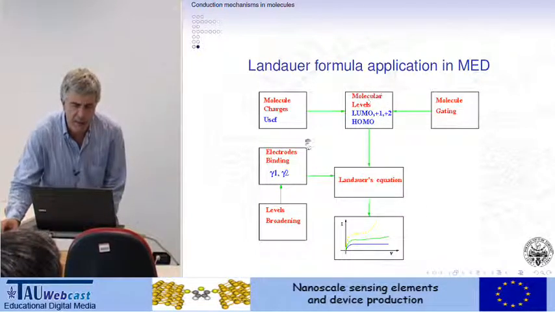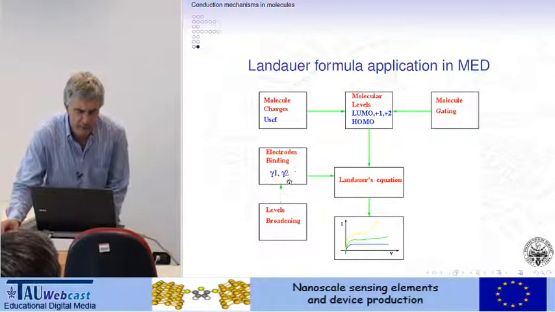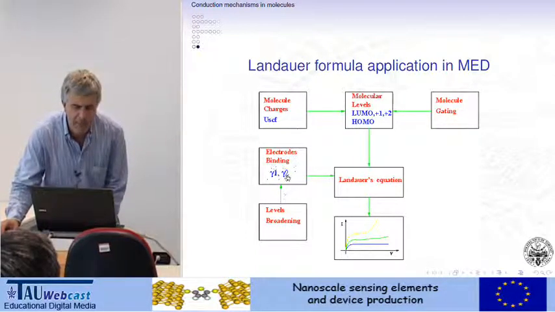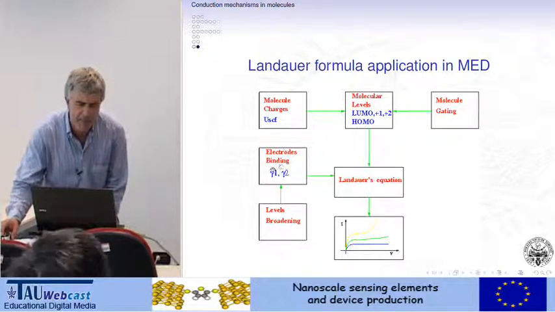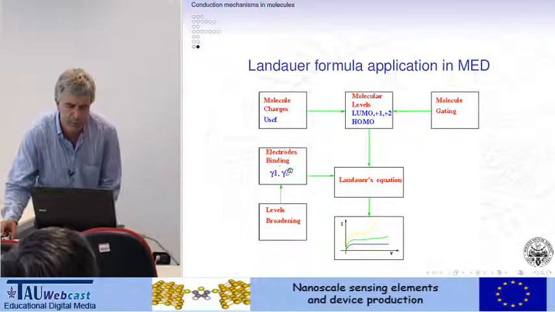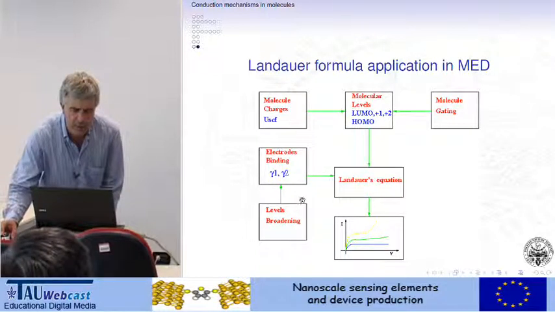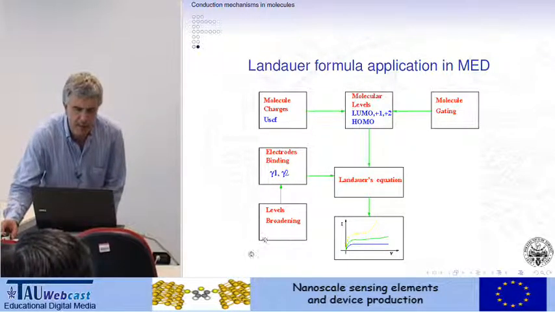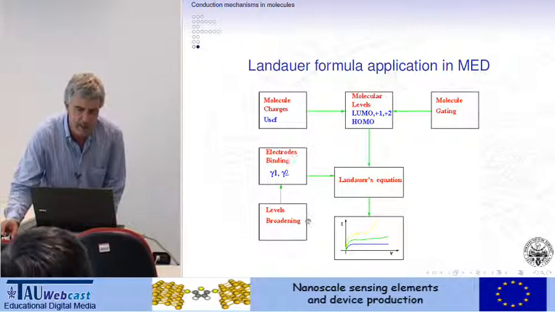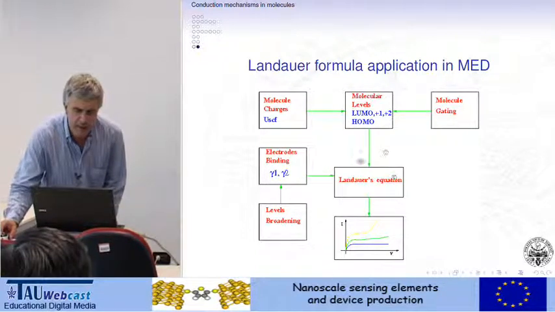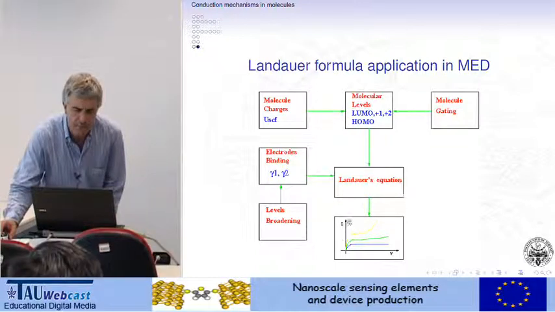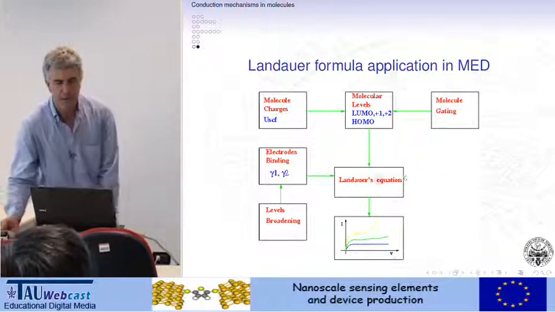The Landauer formula requires also that you have the binding with electrodes, and the binding with electrodes is described by the gamma 1, gamma 2 parameters and by level broadening. So all these parameters can be approximated and can be used to evaluate the current-voltage curves with a good approximation.